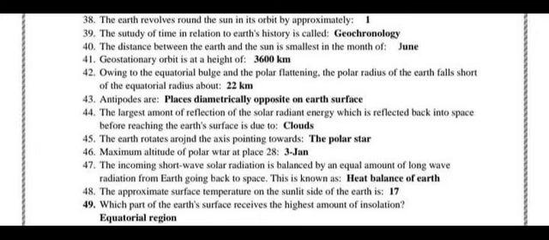Maximum altitude of polar star at a place is on 3rd January. Incoming short-wave solar radiation is balanced by an equal amount of long-wave radiation from Earth going back to space. This is known as the heat balance of Earth. The approximate surface temperature on the sunlit side of the Earth is 17. Which part of the Earth's surface receives the highest amount of insolation?